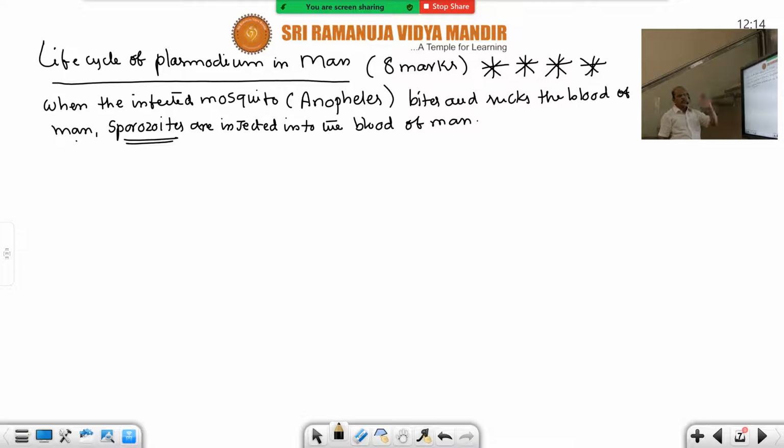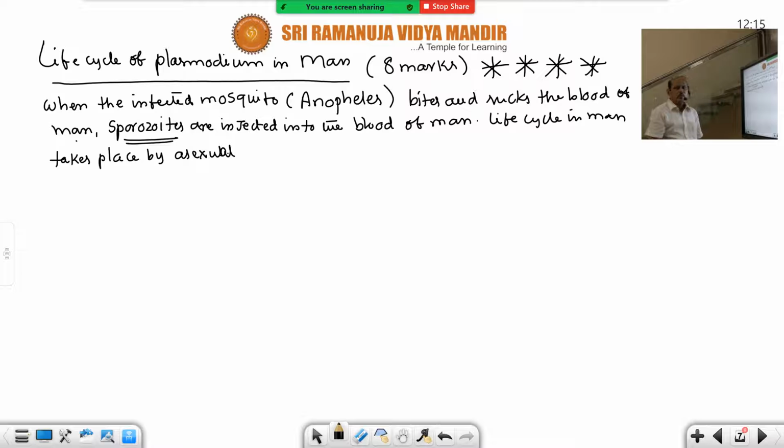Okay, into the blood circulation of human. So this is important. The life cycle of Plasmodium in man is divided into 3 stages. In man it takes place by asexual reproduction. Asexual reproduction in Plasmodium, a specific term is there.